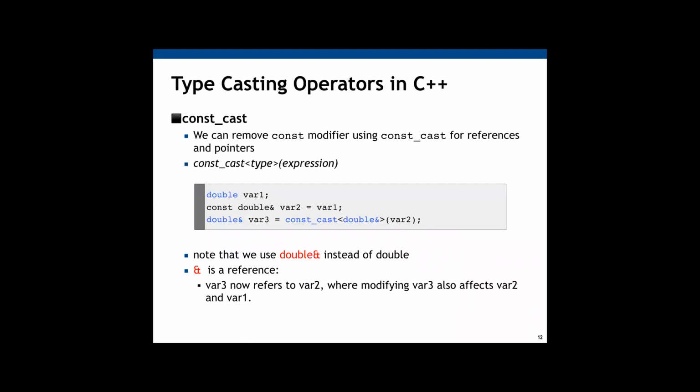Okay, now let's study about const cast. The const cast is used to cast away the constants of references and pointers. It cannot be used to remove the const modifier of other types of variables, so it can only apply to references and pointers. That's one thing you should remember when you are using a const cast operator.